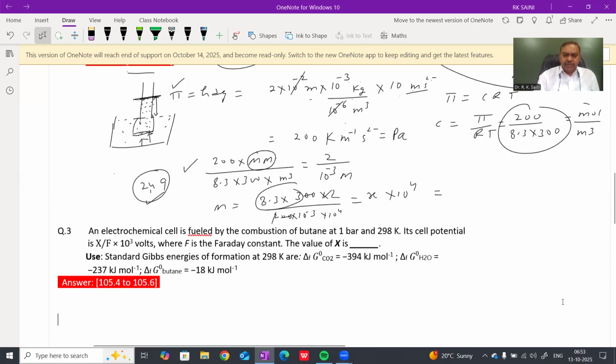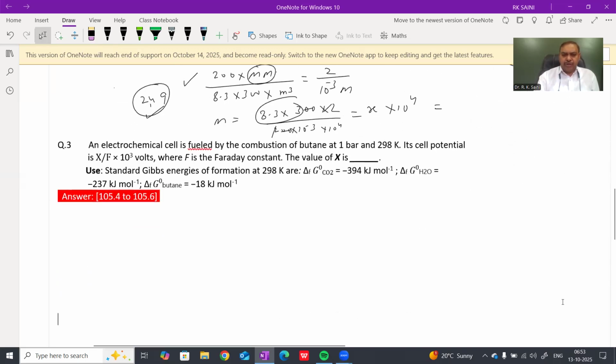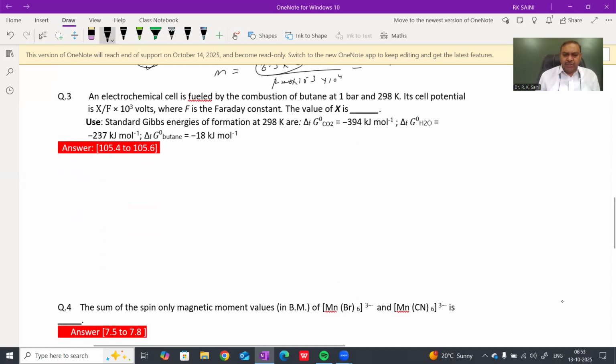This question is taken from electrochemistry, particularly fuel cell efficiency. The electrochemical fuel combustion of butane at 1 bar and 298 Kelvin. The cell potential is ΔG upon F, where F is the Faraday constant. Find the value of this ΔG.